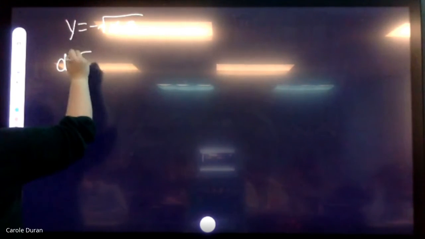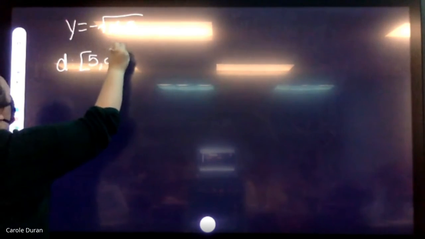Okay, so we need to go ahead and figure out our domain and our range. Domain works exactly the same as it did previously, right? How do I find that domain? We do x minus 5 greater than or equal to 0, and we solve. And we get what? 5 to infinity. Perfect.